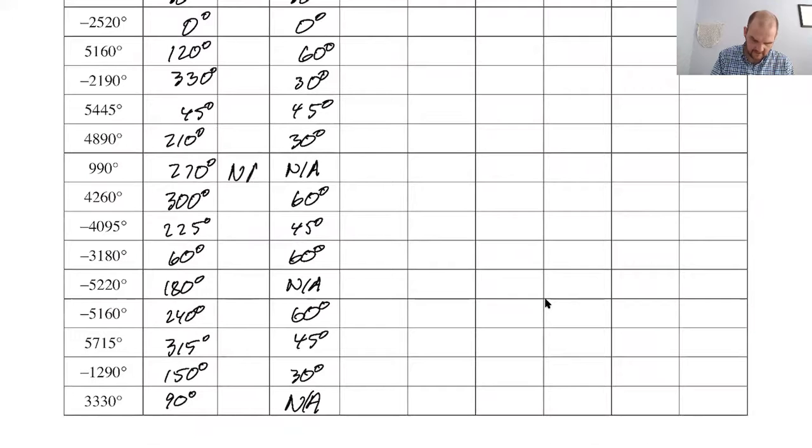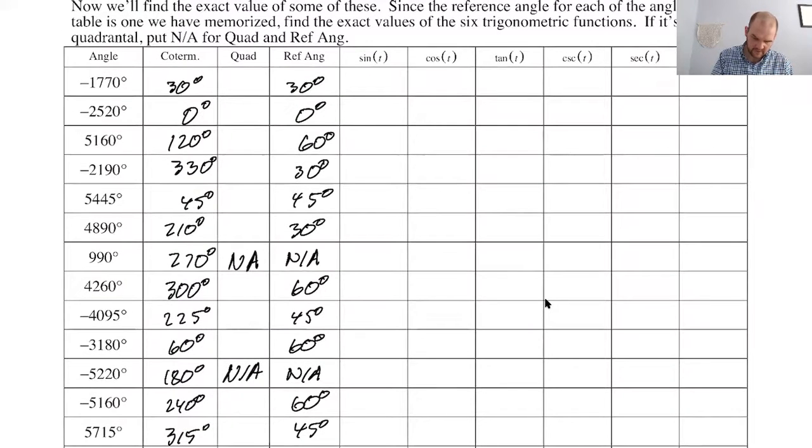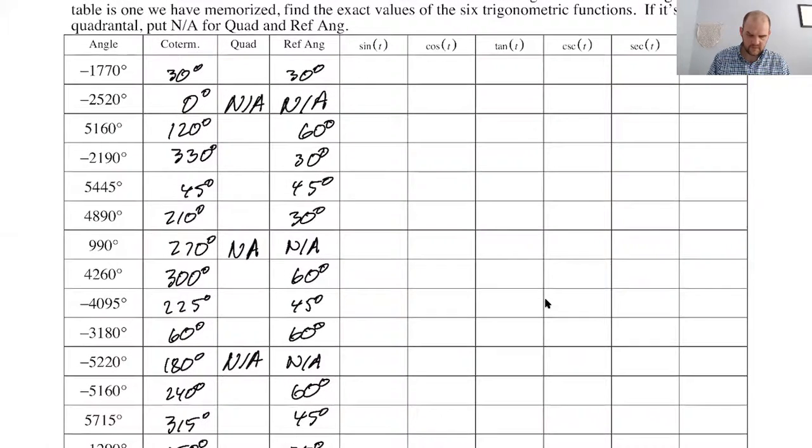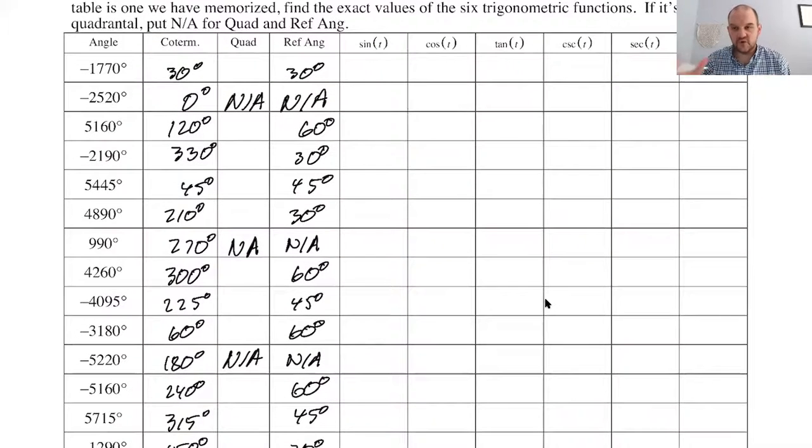So NA, NA, and NA. There's one more. Here we go. Yeah, zero doesn't really have a reference angle, so I don't know why I put that. Well, I put it because I was just blindly following what the calculator said, which is always a risk. All right, quadrant. Quadrant is based on coterminal, not on reference angle, because all reference angles come from the first quadrant, so that'd be ridiculous.